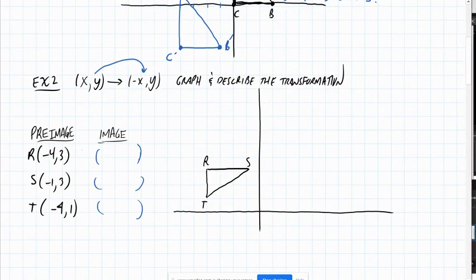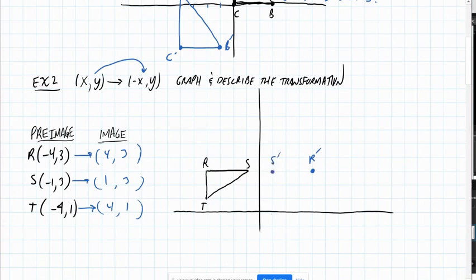All right, so point R, (-4, 3), ends up at positive 4, 3. S ends up at positive 1, 3, and T ends up at positive 4, 1. And so now when we plot those points, here, let me actually slide this down just a hair so it lines up with my grid. Okay, so now R prime is at 4, 3. S prime is at 1, 3. And T prime is at 4, 1. And so our new figure looks like this. And the way we would describe it, this is called a reflection across the y-axis.